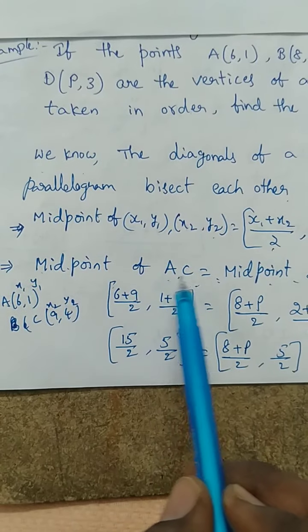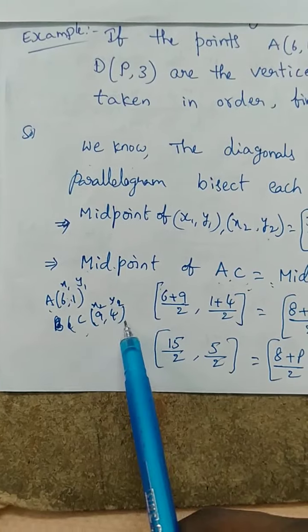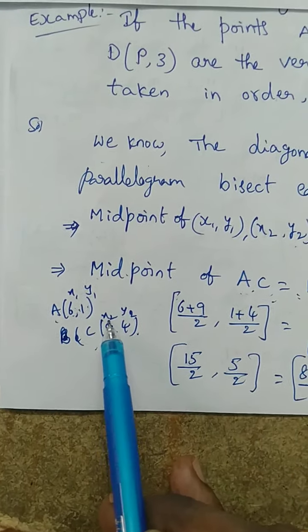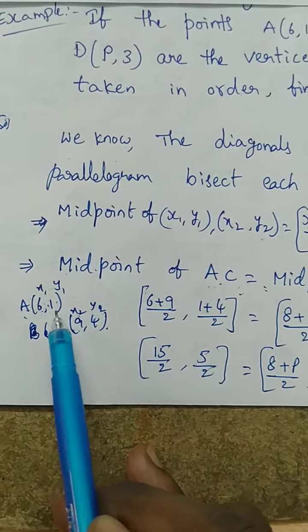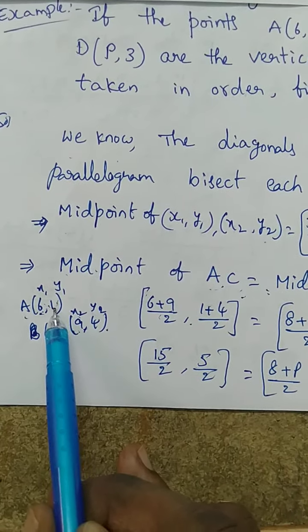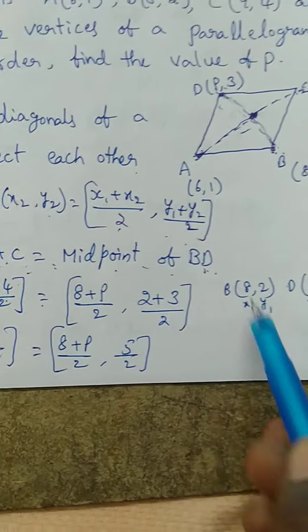So what are the points here? A and C. A is (6, 1), C is (9, 4). The first point is (x1, y1) and the second point is (x2, y2). The formula is (x1 plus x2) by 2, that is (6 plus 9) by 2, comma (y1 plus y2) by 2, that is (1 plus 4) by 2, and that is equated with the midpoint of BD.